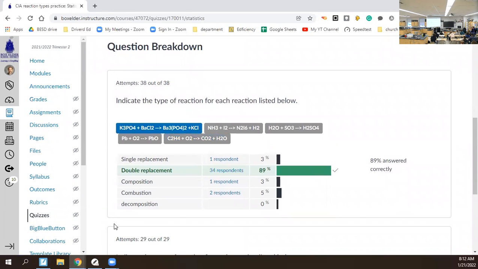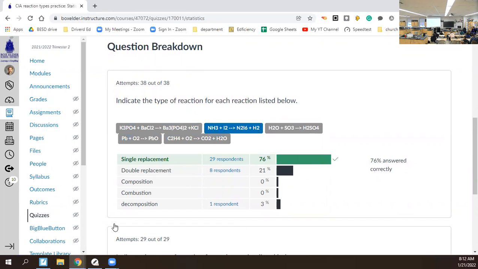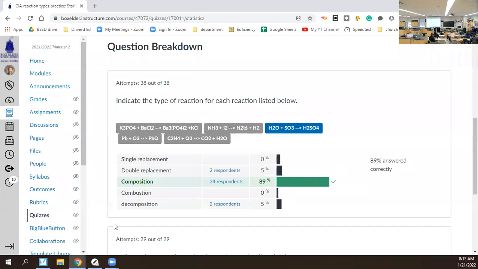So 89% got this right. If it's a compound plus a compound forming a compound and a compound, it has to be a double replacement reaction. All right, this one looks similar, but is different. It's a compound plus a single element goes to a compound plus a single element. Since this one had lone elements, now they are diatomic, but they're still considered to be a single element. That had to be a single replacement. This one over here only has one total product, so it has to be a composition reaction.